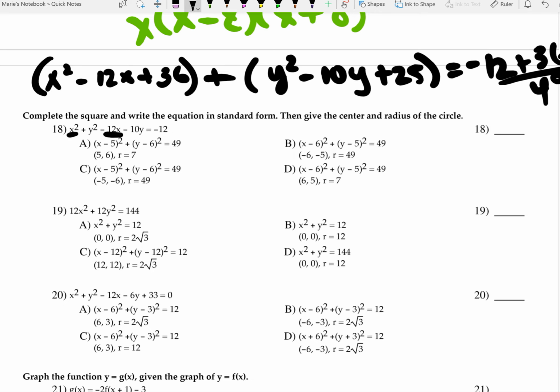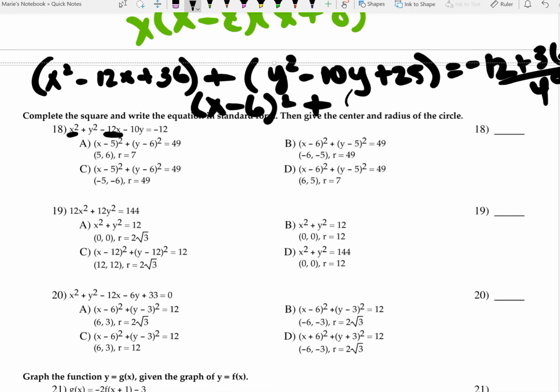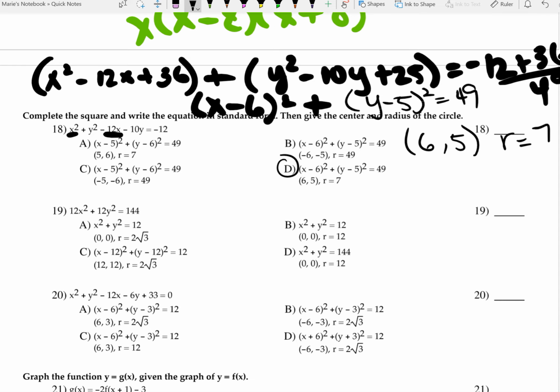So now we can collapse this. This will actually be x minus 6 squared plus, let me pin out the point a little bit, plus y minus 5 squared equals 49. So that means that our h, k is 6, 5 with a radius equal to 7. And so answer choice D would work for that.